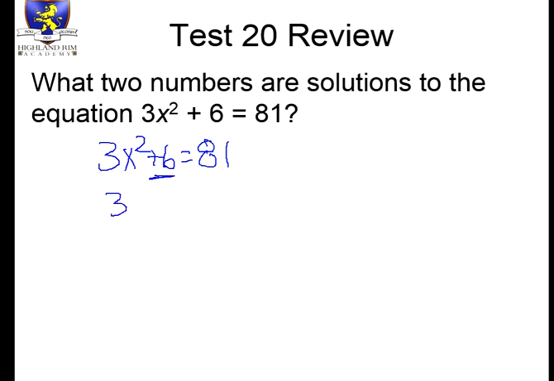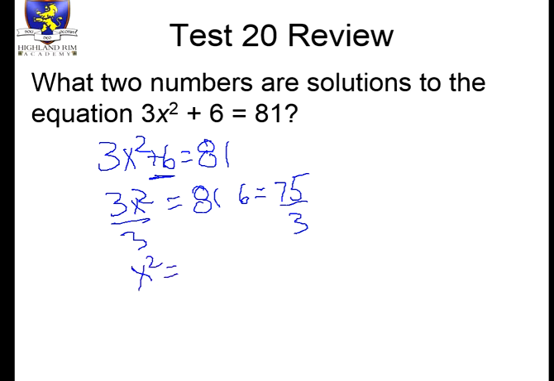So we end up with 3x squared. And we subtract 6 from both sides. And we'll end up with 3x squared equals 81 minus 6, which is equal to 75. So 3x squared equals 75. So the next thing you want to do is divide both sides by 3, and you will end up with x squared equals 25.